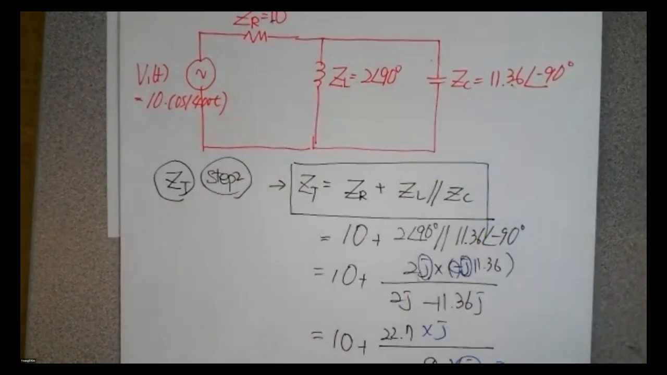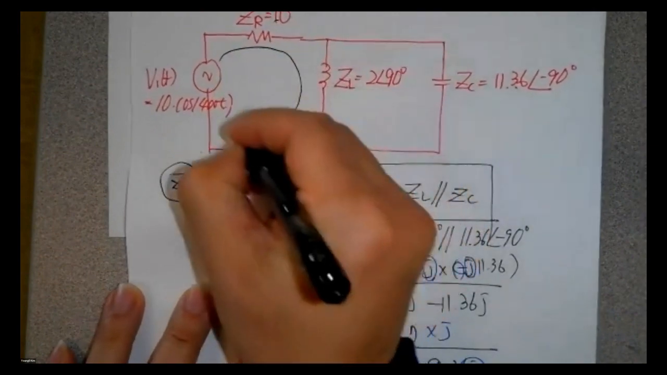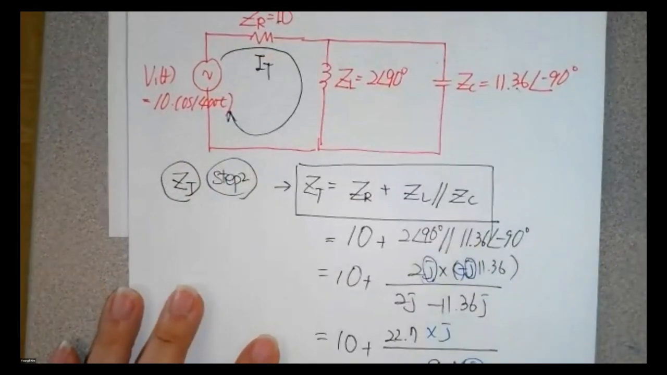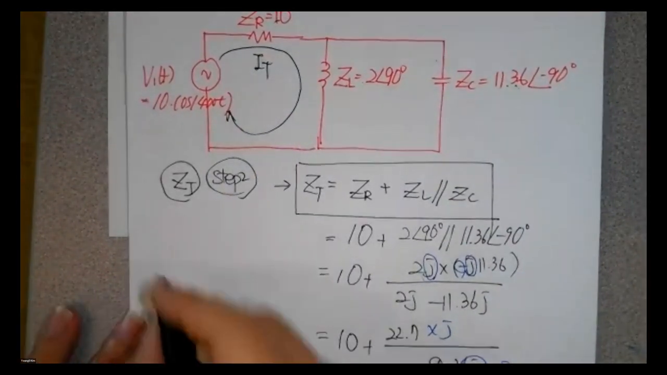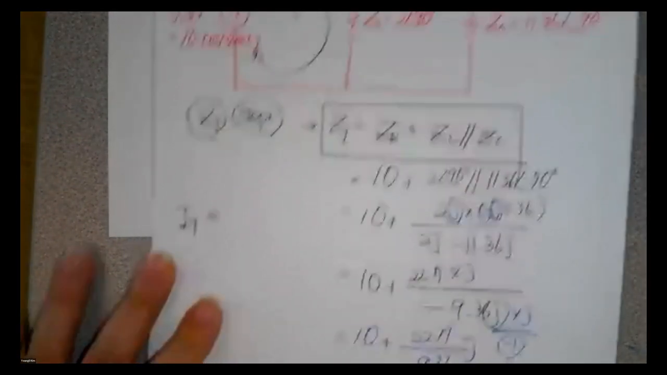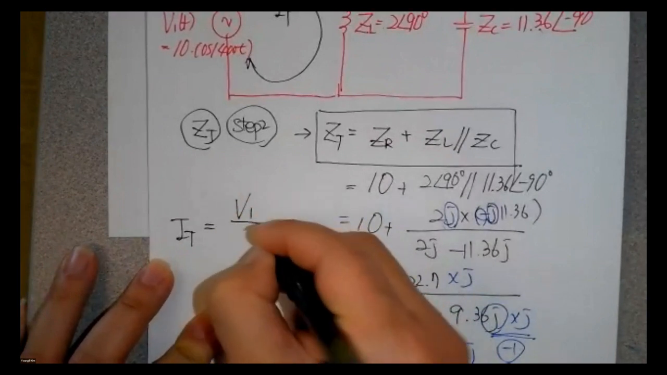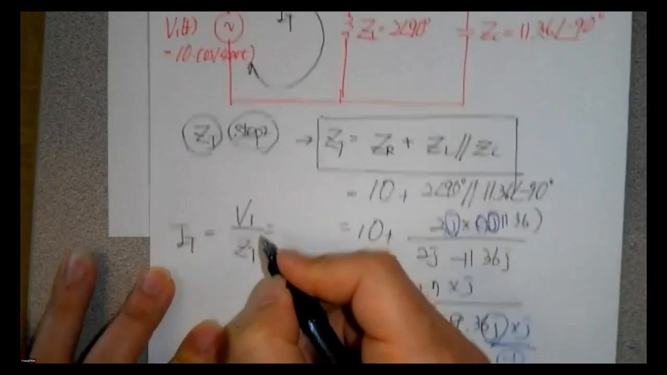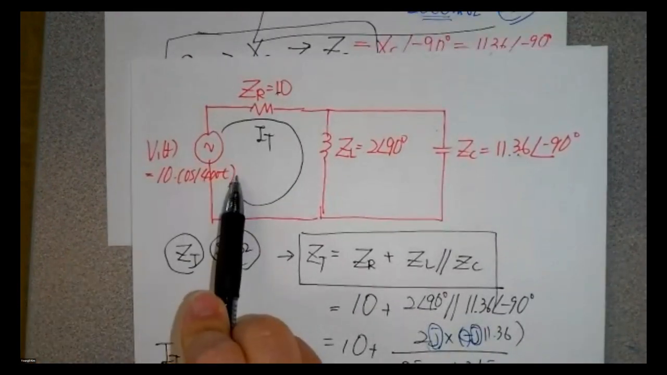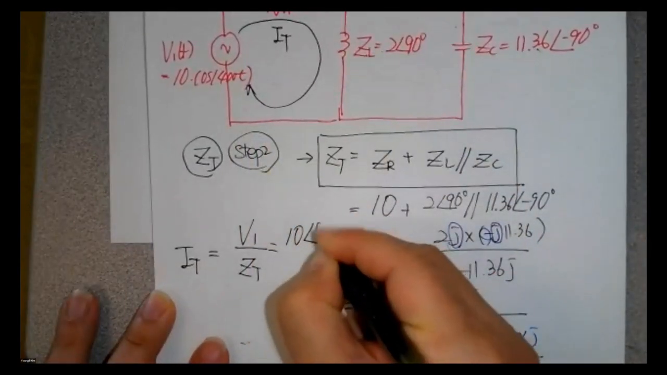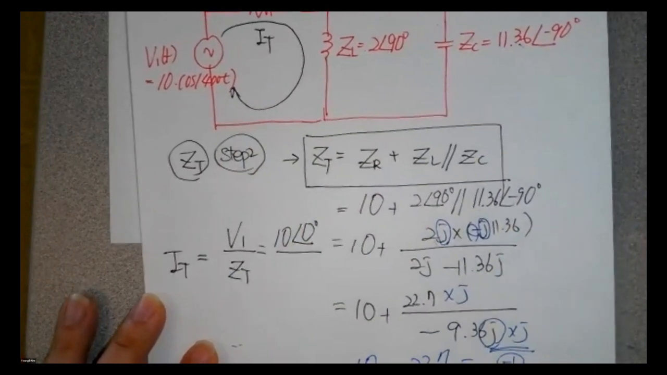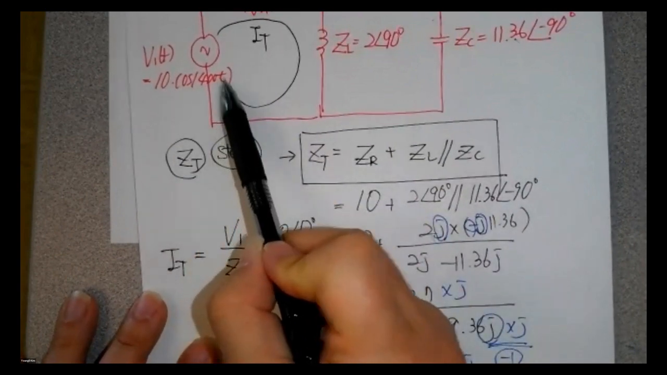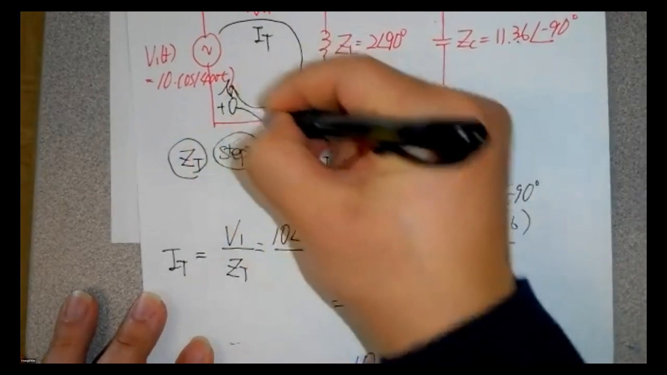Hey, Professor, why do you have to calculate the Z sub T? Because we have to look for I sub T here. So I sub T is equal to V sub 1 divided by Z sub T. V sub 1 is what? The 10, and the theta is 0. So right there, 10 at 0. Okay, that makes sense? That is the theta of 0 minus the theta of Z.